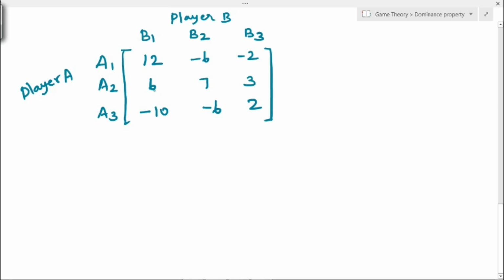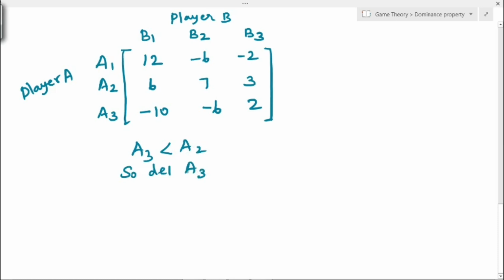So first we have to consider the row wise dominance. I am taking row 2 and row 3. Here we have 6, 7, 3, and the elements of row 3 are -10, -6, 2. So compare these two rows. 6 is greater, here 7 is greater, and here 3 is greater. So all the elements in the third row are less than the second row. So we have to delete the third row, right? Because A3 is lesser than A2, because all the elements of A2 are greater. So we have to delete row 3, that is A3.